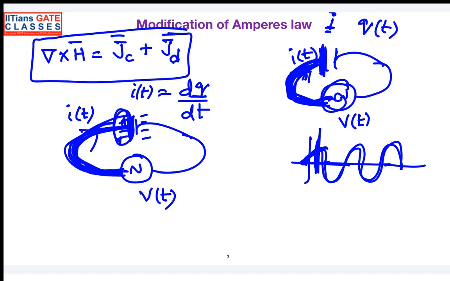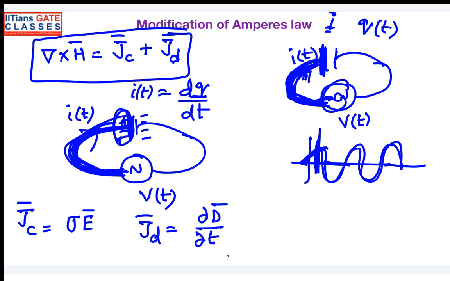Ideally speaking, if you see the conduction current density, you can call it basic Ohm's law. When you study EDC, the conduction current density is said to be sigma times E. And JD, what I called the displacement current density, we have just seen is the variation of the flux density with respect to time, which is also said to be epsilon times dou E by dou t. Any questions here?